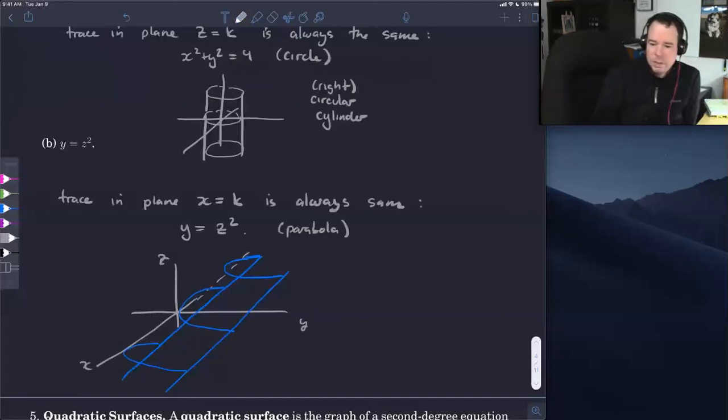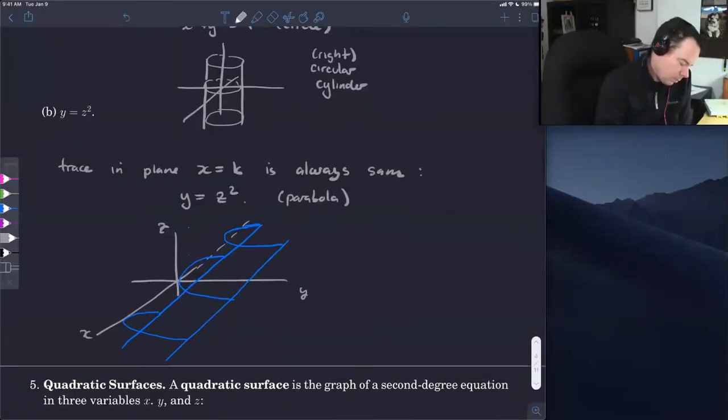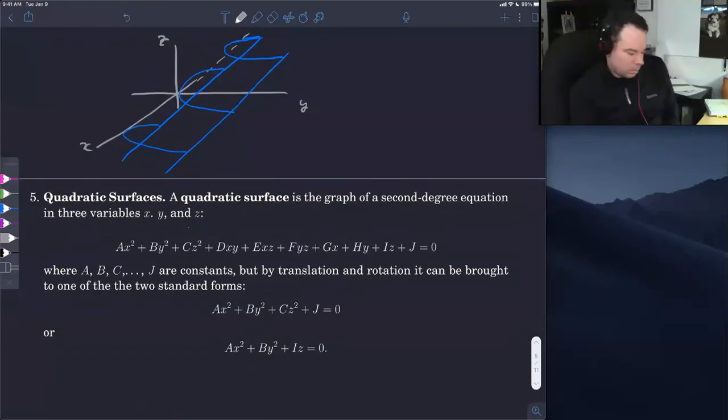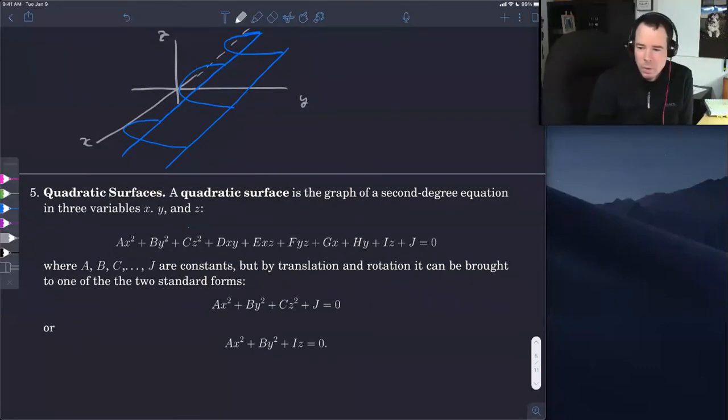Okay, so those are cylinders. Quadric surfaces are the analog of conic sections. So these quadric surfaces are given by equations in x, y, and z, where the highest power on them is a 2. So they're polynomials in x, y, and z, and the highest power is a 2. And they can be put in one of these standard forms.